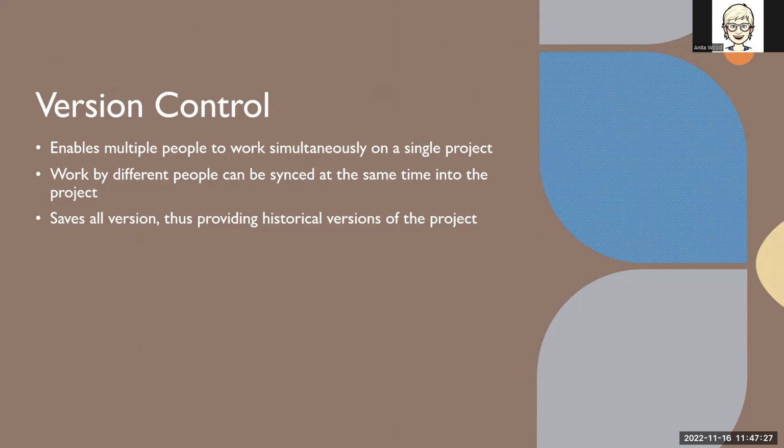Version control gives access to historical versions of your project. This is insurance against computer crashes or data losses. If you make a mistake, you can also roll back to a previous version.